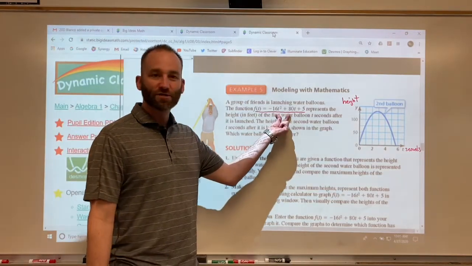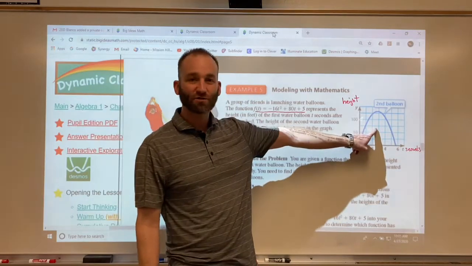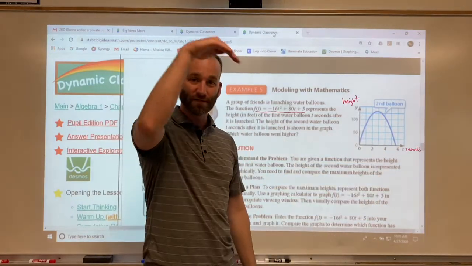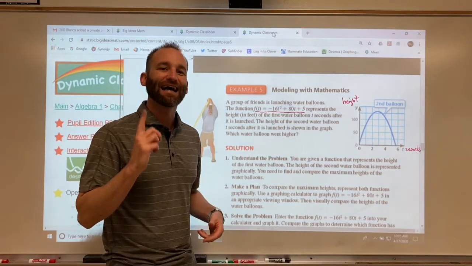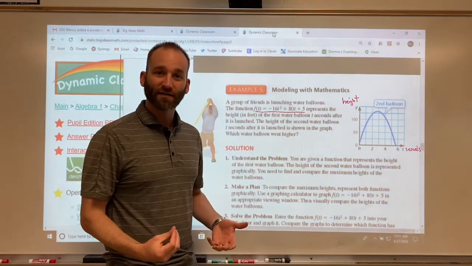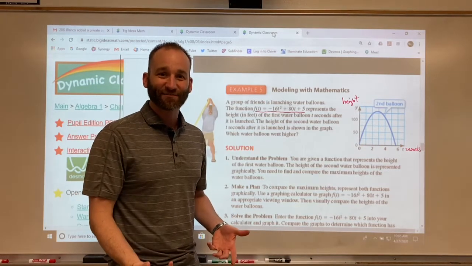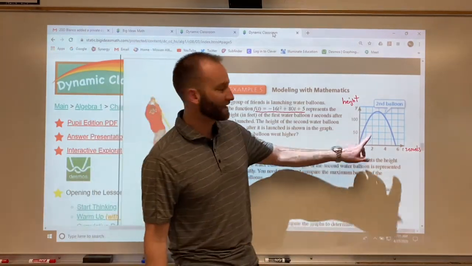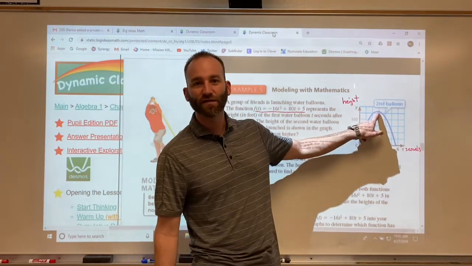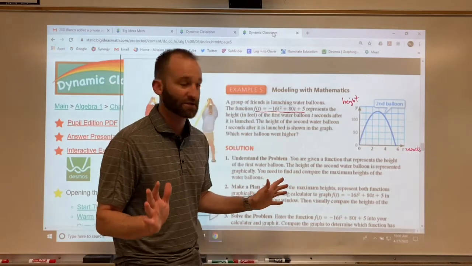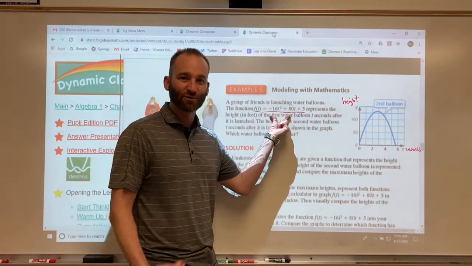They gave us an equation of the first water balloon that flew in the air and hit the ground. They gave us a picture of the second water balloon that flew in the air and hit the ground, and they're asking us to find out which water balloon went higher. In order to do that, we're gonna need to know the vertex for each one. It looks like on the graph that this is about maybe 125, 135 feet in the air or so. That's a prediction. But for the equation of the first water balloon, we've got to use algebra to find it.